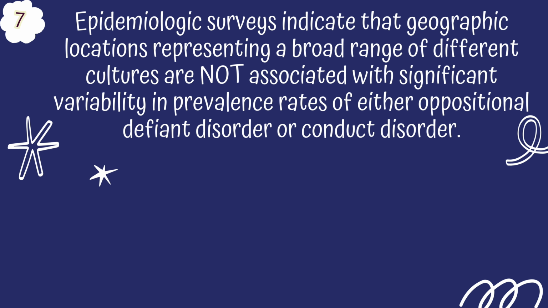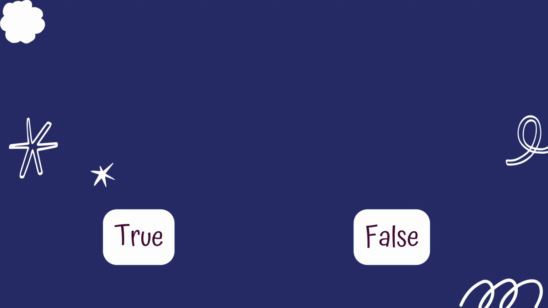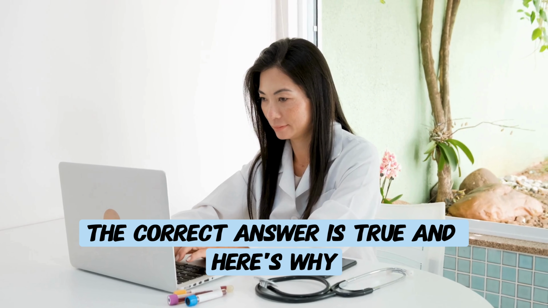Question 7. Epidemiological surveys indicate that geographical locations representing a broad range of different cultures are not associated with significant variability in the prevalence rate of either oppositional defiant disorder or conduct disorder. True or false? The correct answer is true, and here's why.